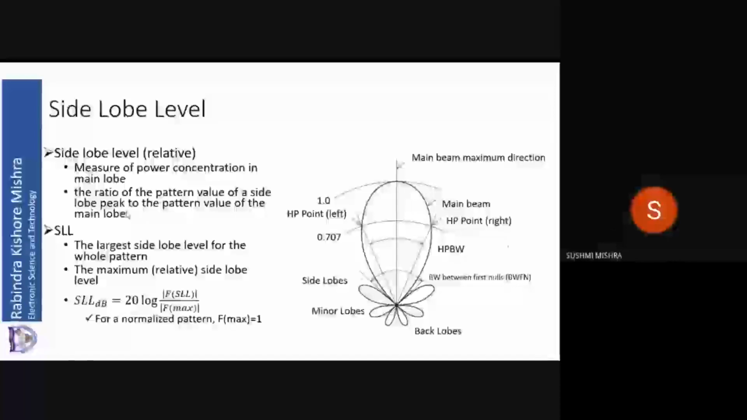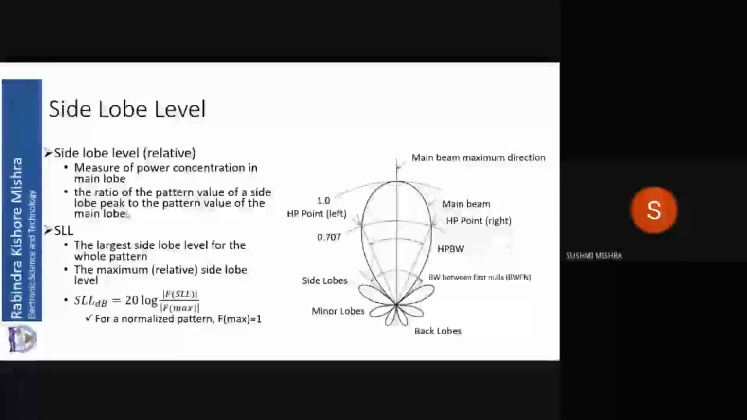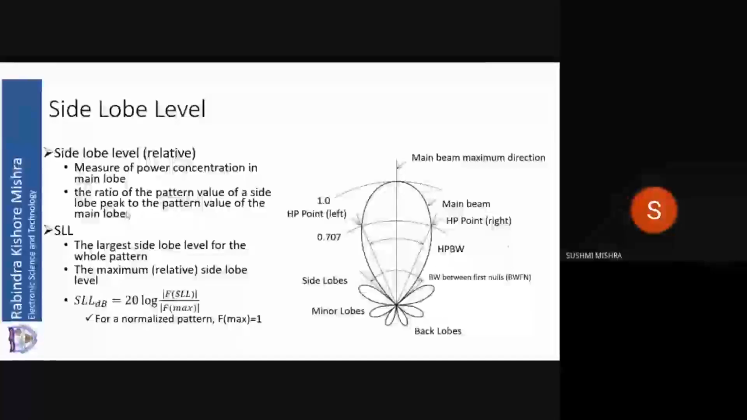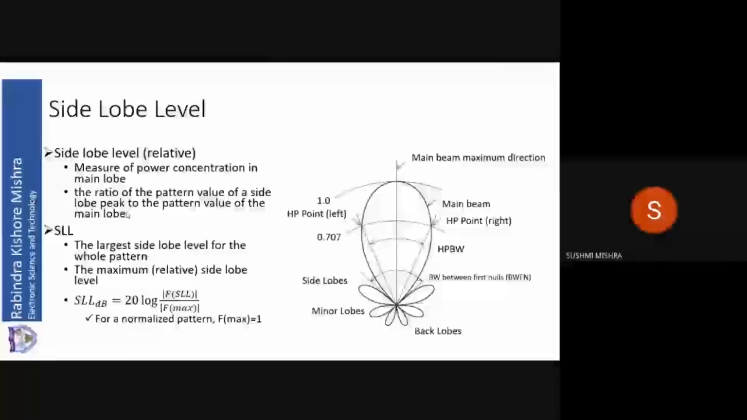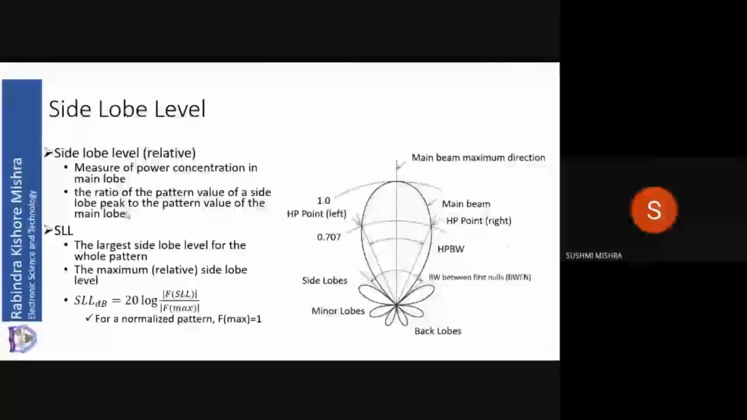Now, what is side lobe level? This is a relative term. Find out the peak value of the main lobe, then find out the peak value of the side lobe, and take their ratio. That gives you the side lobe level.